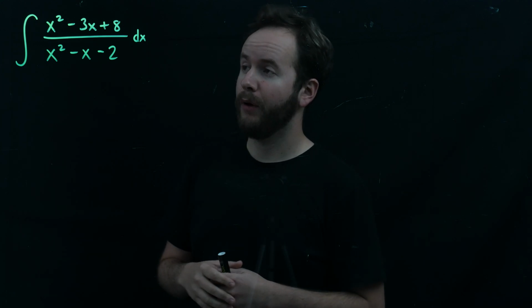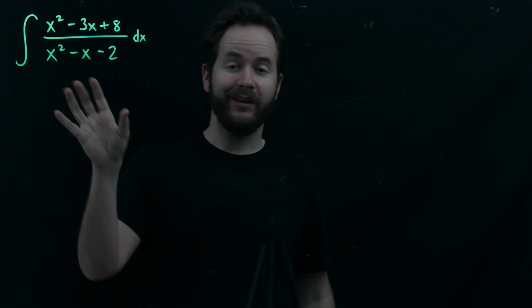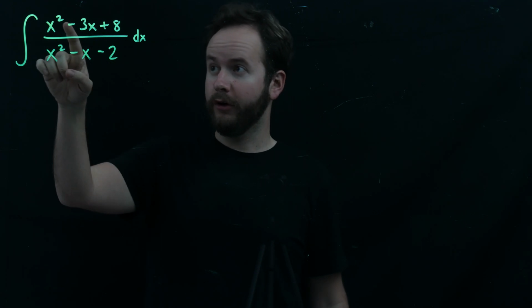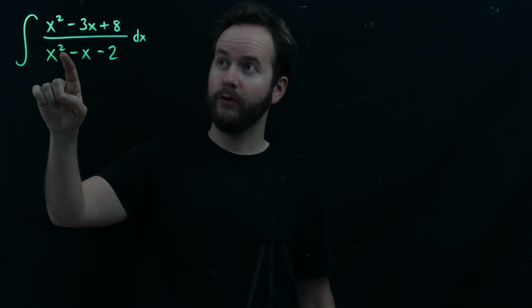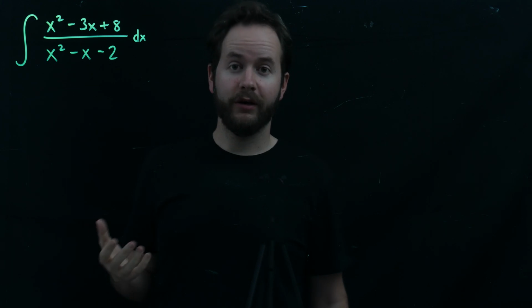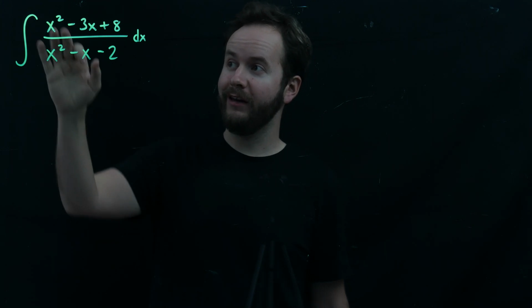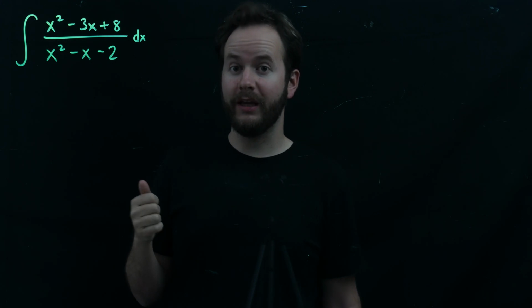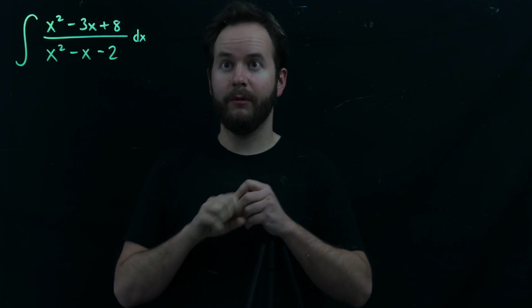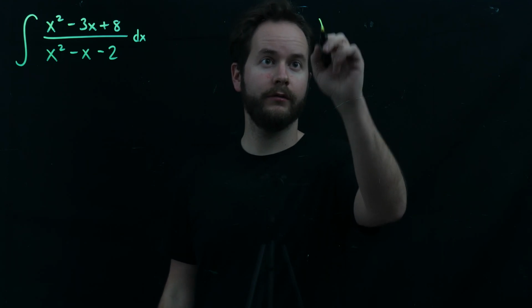All right, here we're looking at a partial fraction decomposition problem. We can tell it's partial fractions because we see a polynomial on the top and a polynomial on the bottom. The degree of the numerator is 2, the degree of the denominator is also 2. That means we need to do long division. You need to do long division anytime the degree of the numerator is bigger than or equal to the degree of the denominator. So I'm going to do some long division maybe over here.